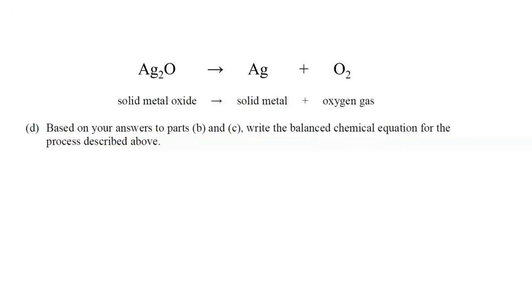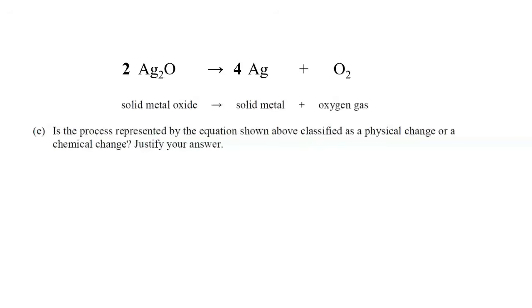So therefore, for the balanced chemical equation, I need 2 oxygens on the left, and now I need 4 silvers on the right. So there is my balanced equation with coefficients from left to right, 2, 4, and 1.